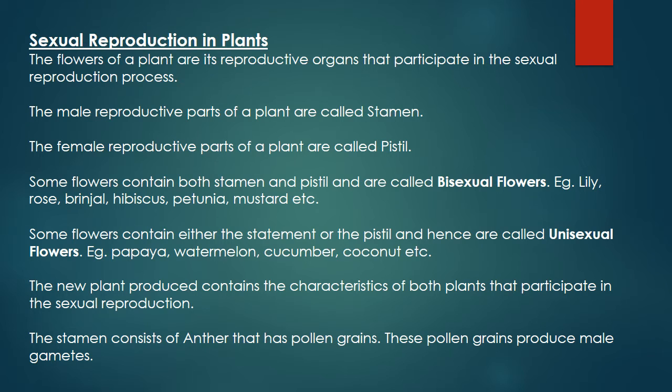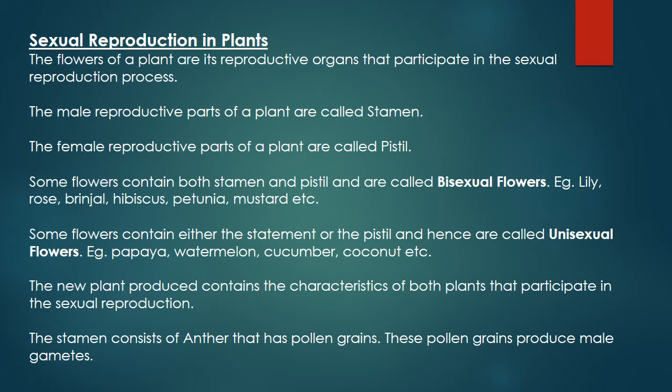Some flowers contain both the male and female reproductive parts of the plant, that is stamen and pistil. We call them bisexual flowers. Examples are lily, rose, hibiscus, mustard, etc. Some flowers contain only the male reproductive part or the female reproductive part, either stamen or pistil. We call them unisexual flowers. Examples are papaya, watermelon, etc. The stamen consists of anther that has pollen grains.